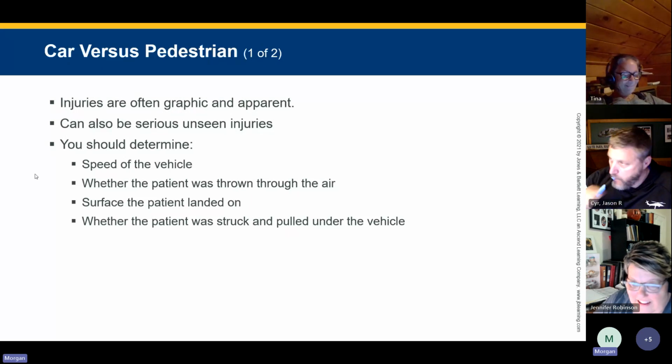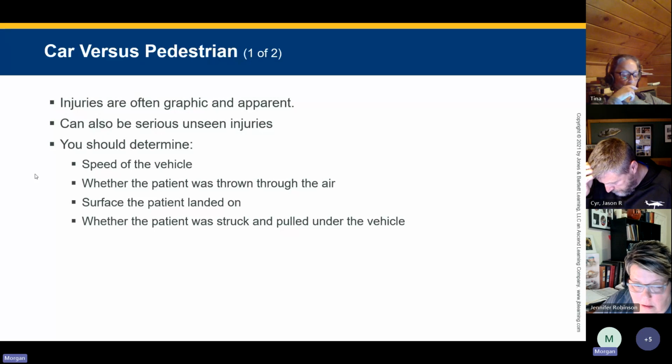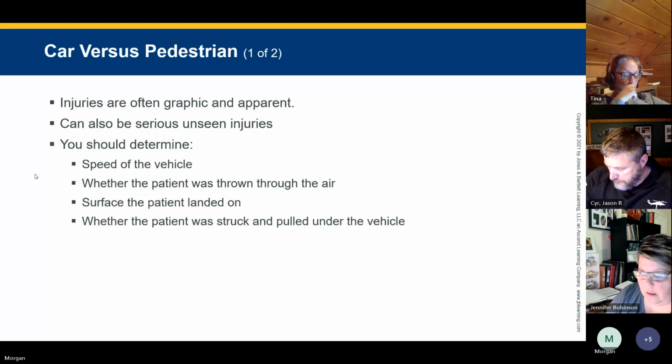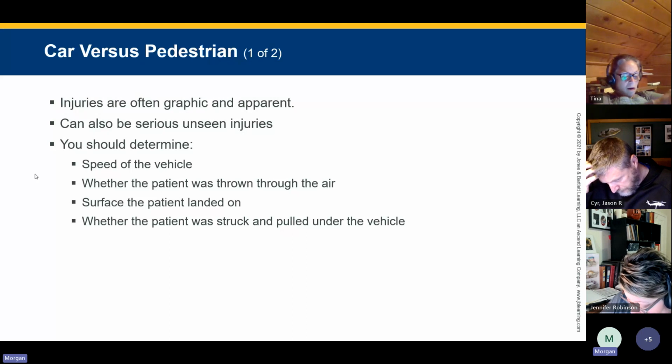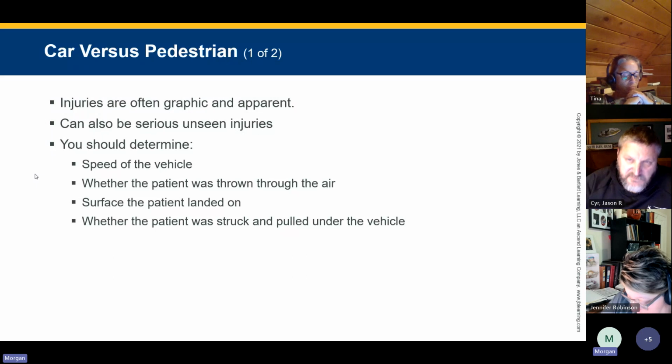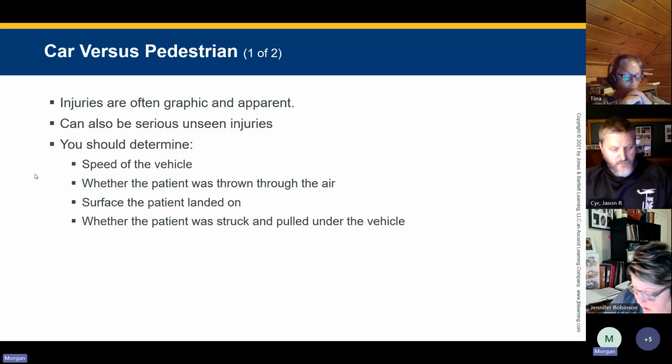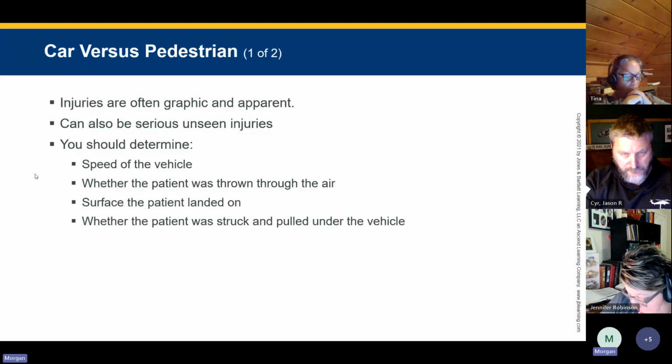So injuries are graphic and apparent for pedestrians. Knock on wood, I don't think I've ever been to one, and I don't really want to be in one. But the injuries involved depend on the age of the patient and how tall and big they are. You need to determine the speed of the vehicle, because that causes more injuries. The bigger and the faster, the worse.